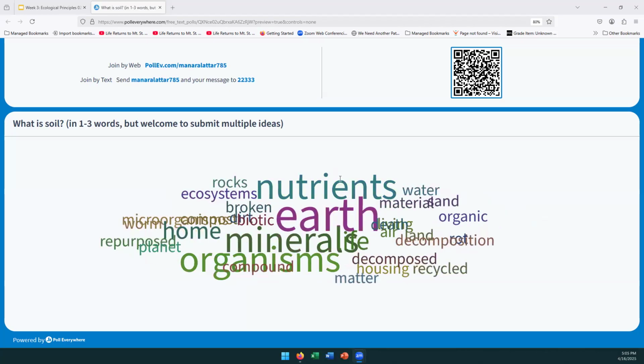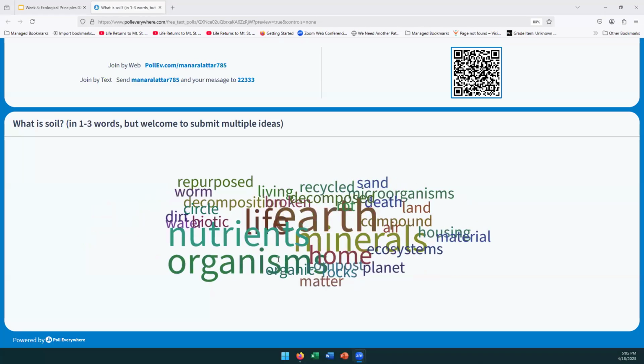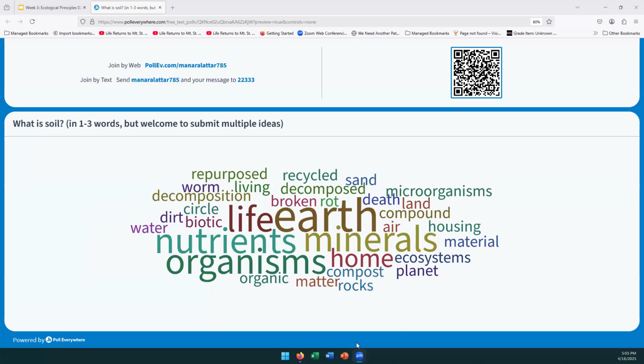Okay, I love that this says nutrient, earth, organisms, and then so many other really great images coming out here: microorganisms, rot, recycling, decomposition, materials, ecosystem, planet, compost, organic matter. So really, this is the discussion between soil versus dirt.